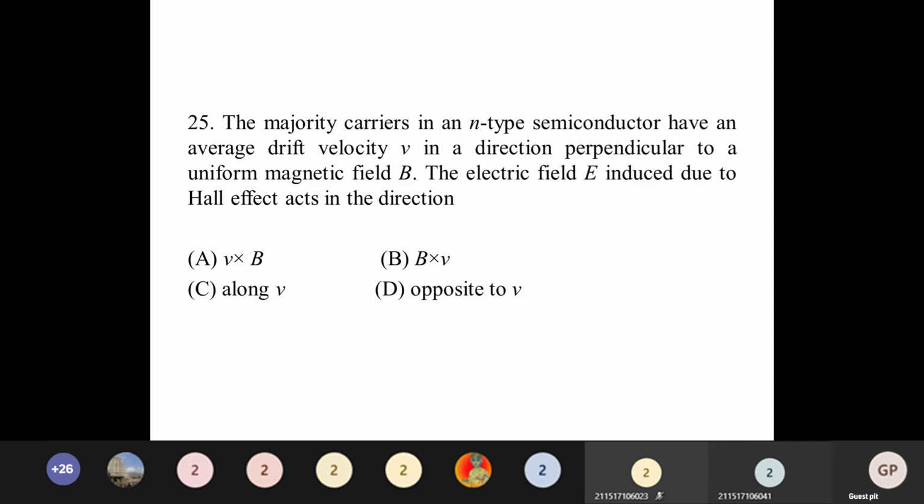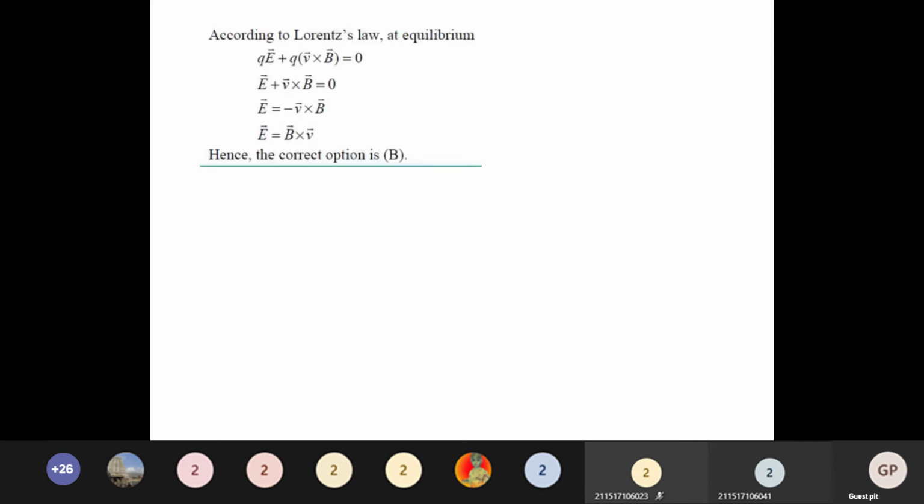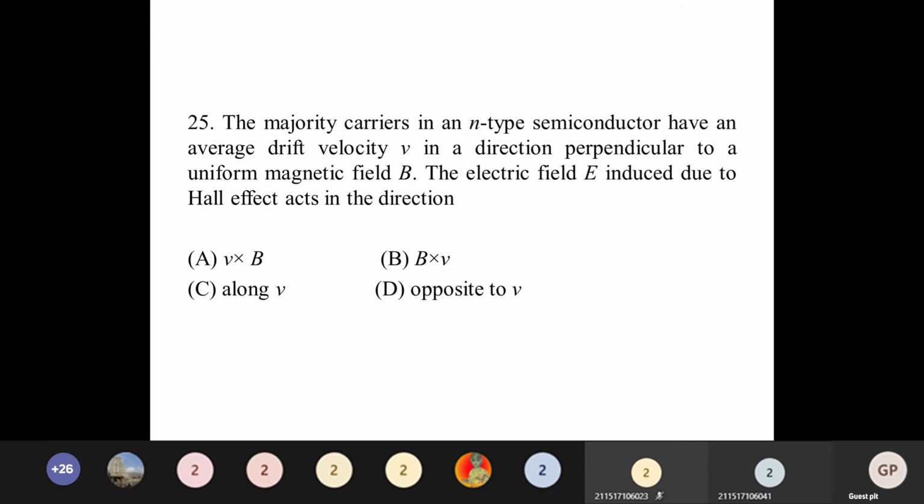So this one is a Hall effect concept, which you already studied in school days itself. Here one of the formulas for a Hall effect case is this one. According to Lorentz law, at equilibrium condition the formula is qE plus qv cross B equal to 0. If you simplify, E vector is equal to B vector into v vector. So the option is B, we are getting.